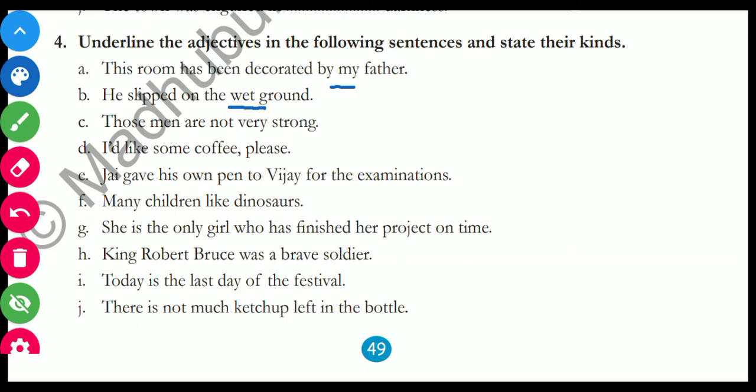Next, those men are not very strong. Very you can take, and those also you can take. Sorry, you cannot take strong. You will take those. So those is a demonstrative adjective. So this is how you have to solve this exercise.